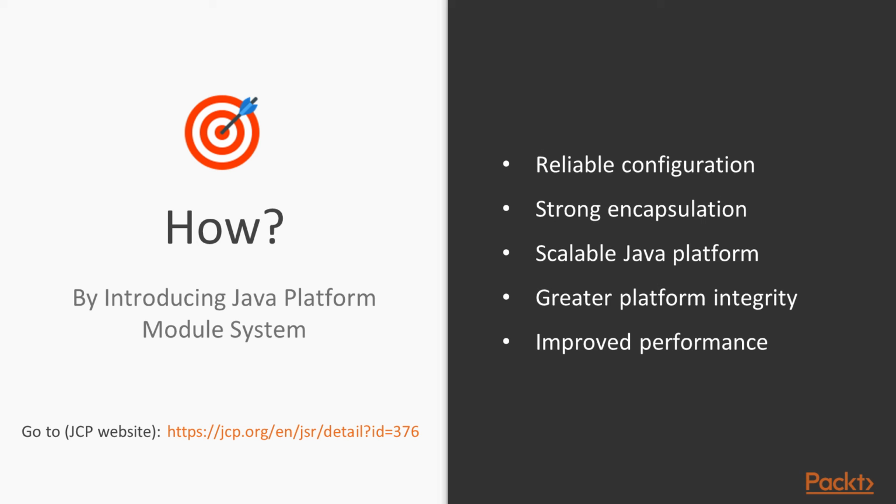Finally, improved performance. The JVM uses various optimization techniques to improve application performance. JSR 376 indicates that these techniques are more effective when it knows in advance that required types are located only in specific modules. Now, let's see how the JDK folder structure is different from previous releases in terms of modularizing the JDK.